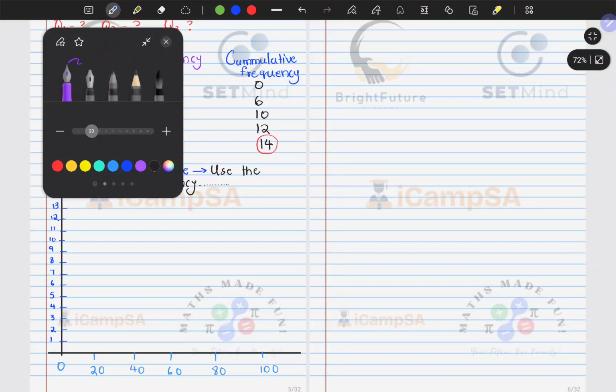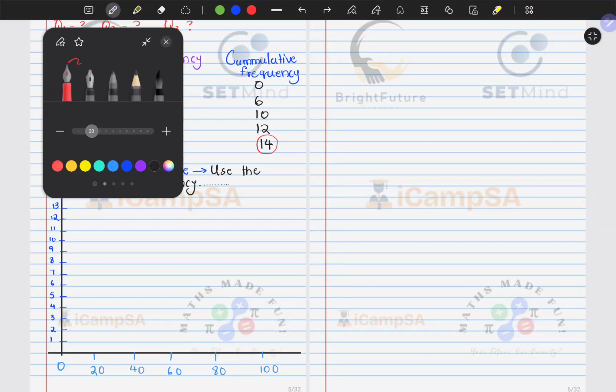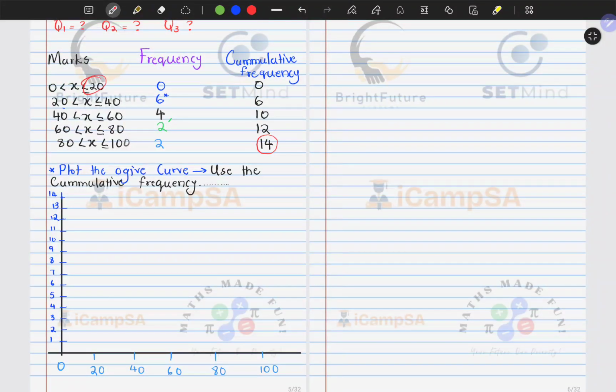So what I need you to note, as I said, is that you will plot using the upper interval of your class restriction. If you observe carefully, what that means is that at 20, we are going to be at 0. Then at 40, remember, we're using cumulative frequency. At 40, I'm going to be at 6. So I'm going to go to 6 and 40, and there we go. That is where we are at.